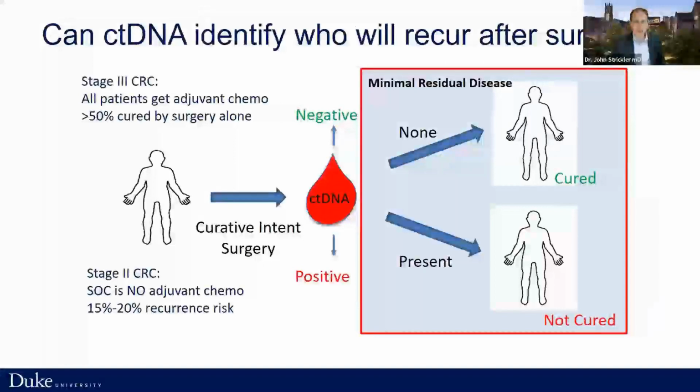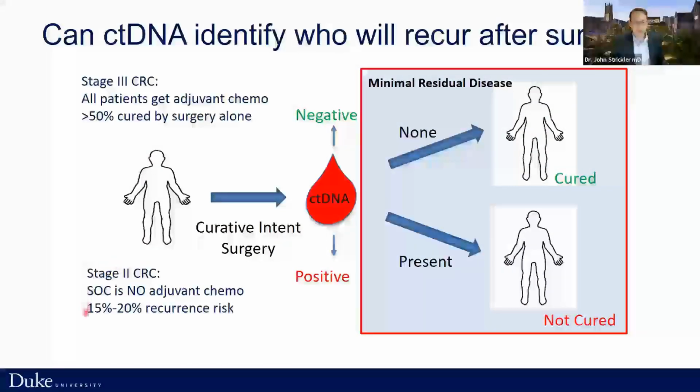So the topic of today is colorectal cancer and how we can use this so-called minimal residual disease testing to change how we manage colon cancer. And this is a big problem for us in the clinic because for those patients with stage 3 colorectal cancer, we know the national guidelines are that all patients should receive adjuvant chemotherapy. And yet over half of all patients are cured by surgery alone. So we know we're probably over-treating a large number of patients with stage 3 colon cancer.